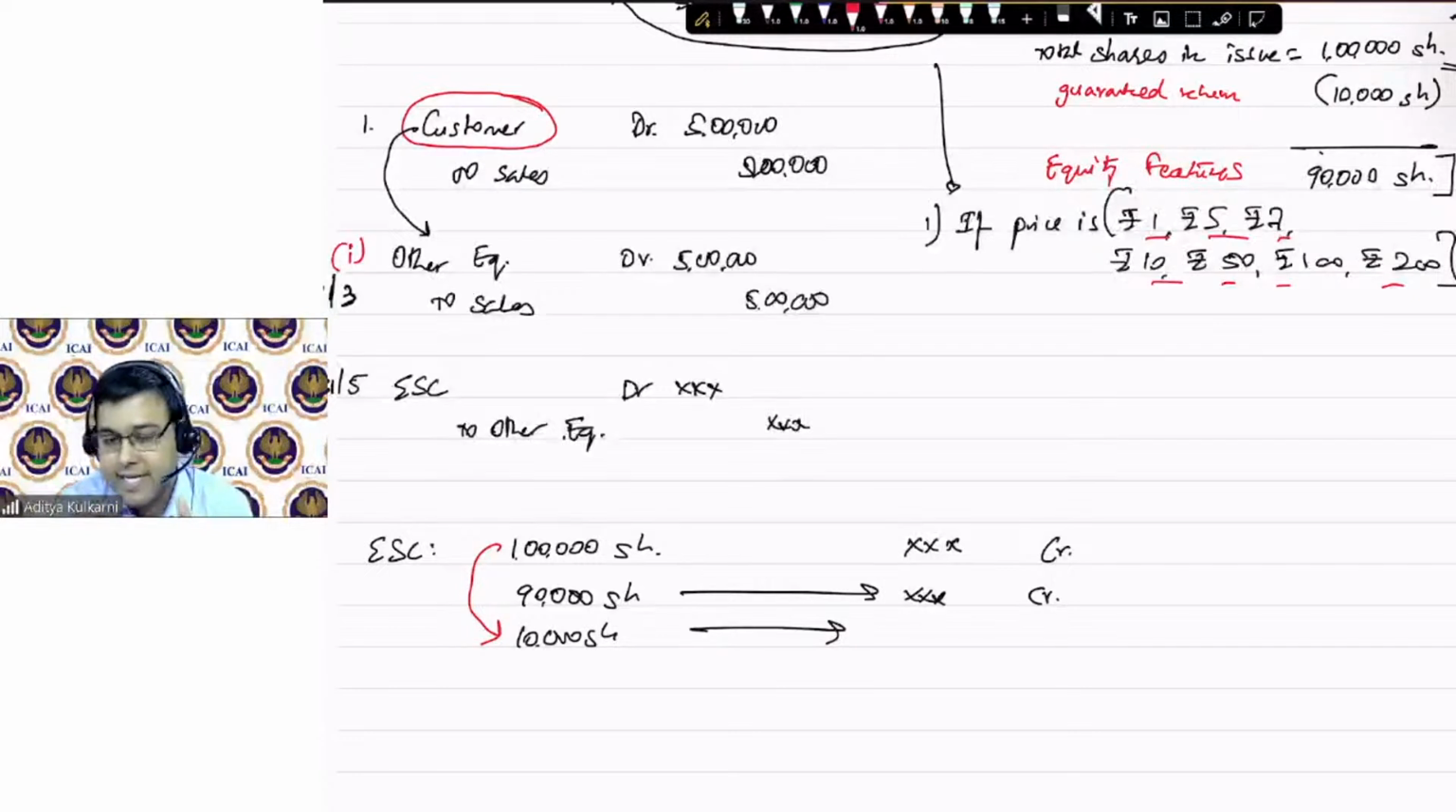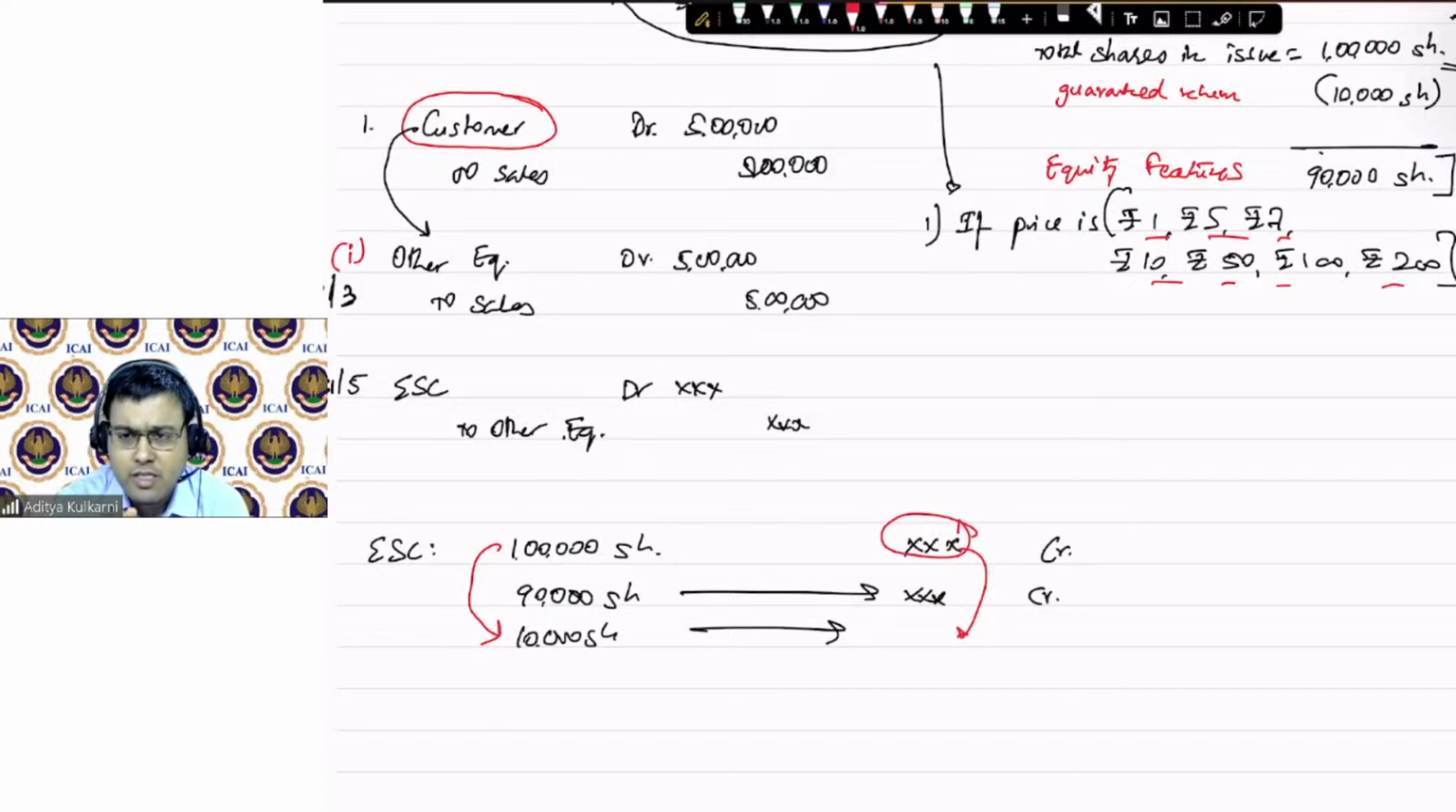I am debiting other equity because I have to exclude it from the equity component, but I cannot debit equity capital because the buyback has not yet happened. I have agreed to a buyback, but it has not yet happened, so I cannot debit equity share capital. That is why I am debiting other equity.